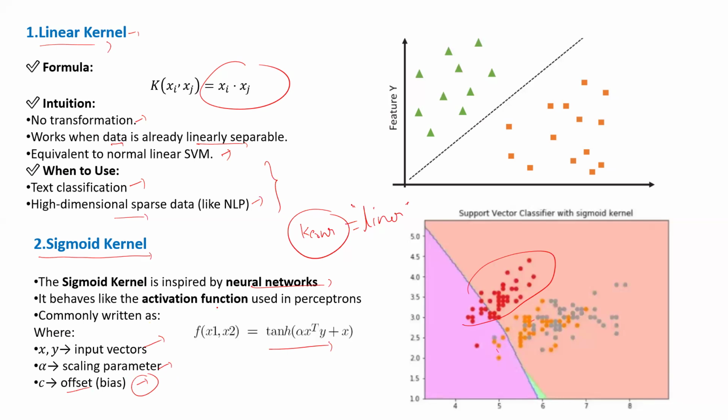So how will the tanh activation function work? Sorry, the sigmoid will be taken from that. So it behaves like an activation function. That's the reason it is looking like this, and the formula looks like a tanh functionality.